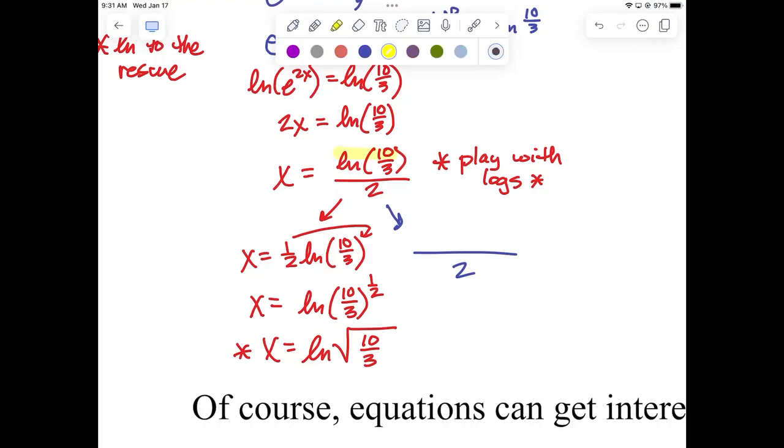What else could I do with the natural log of a quotient? I could turn it into the natural log of 10 minus the natural log of 3. The natural log of 10 minus the natural log of 3. That's another way to kind of ease the tension of the complex fraction. Now I don't have a fraction in the numerator anymore, do I?